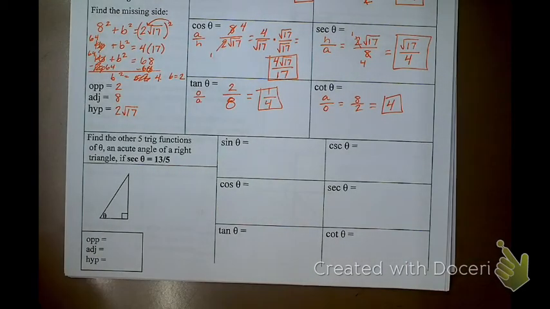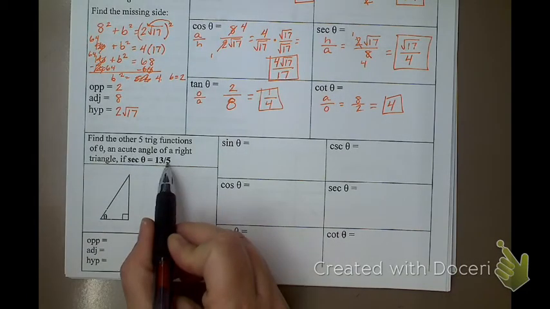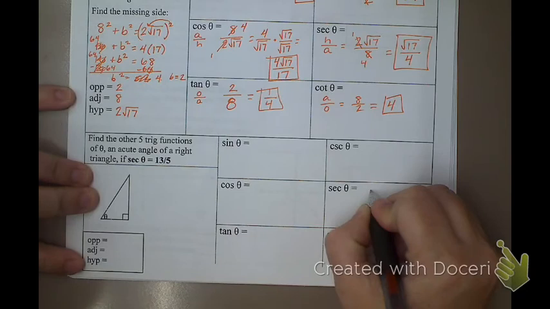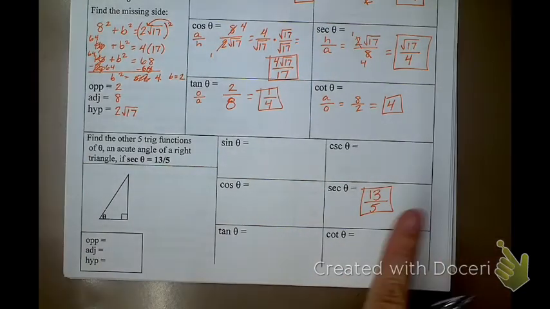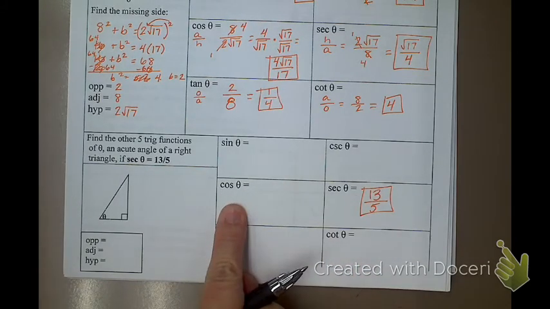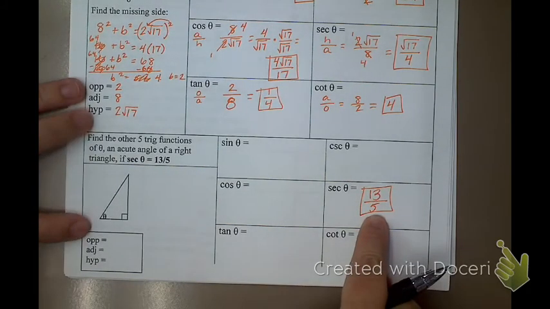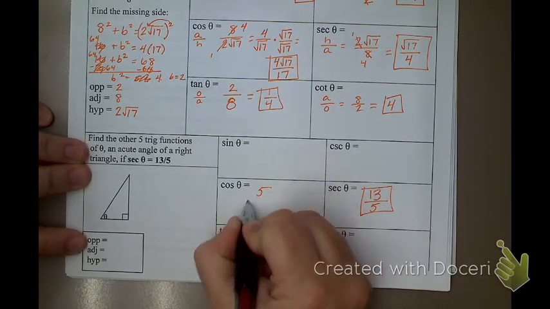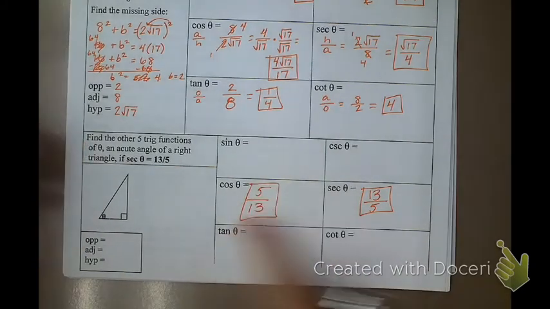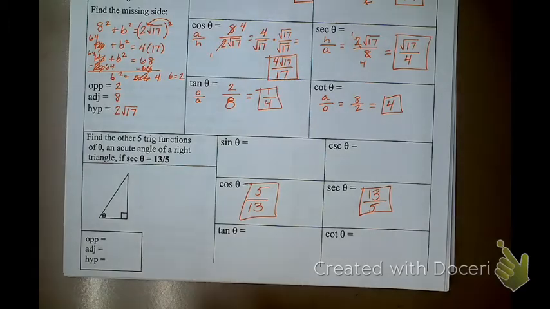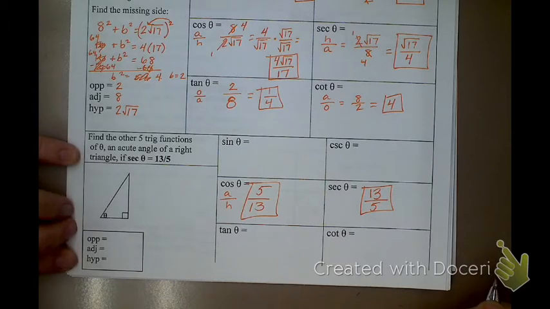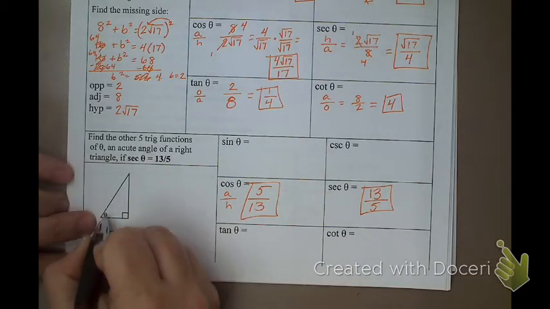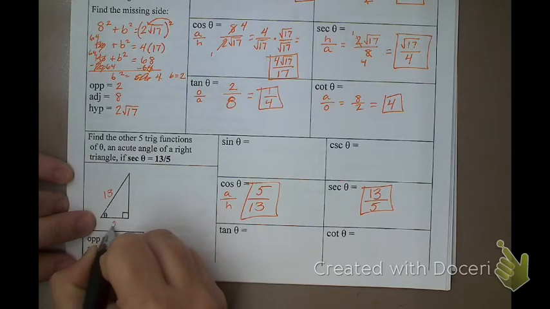Okay, here we go. Another triangle. Secant of theta is 13 over 5. That's what they're telling me. So I know secant of theta is 13 over 5. Well, I know one other thing, because I know that secant is the reciprocal of cosine. So if secant is 13 over 5, cosine is 5 over 13, the reciprocal. Goes both ways, just flip it. Now, I know from SOHCAHTOA that this is the adjacent over the hypotenuse. So if this is theta, hypotenuse is 13, adjacent is 5.